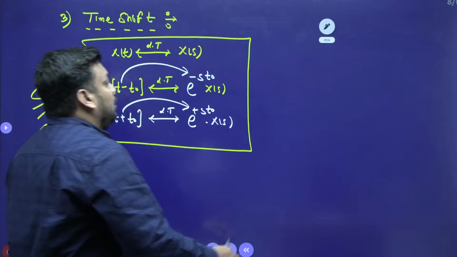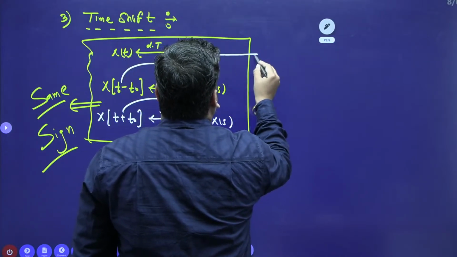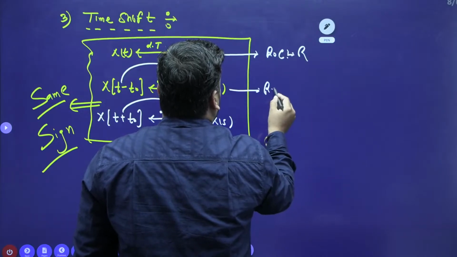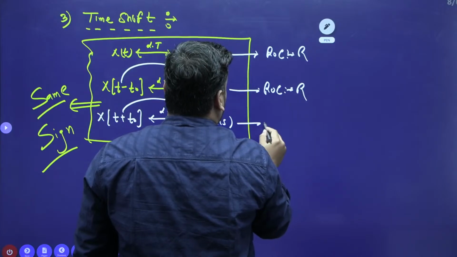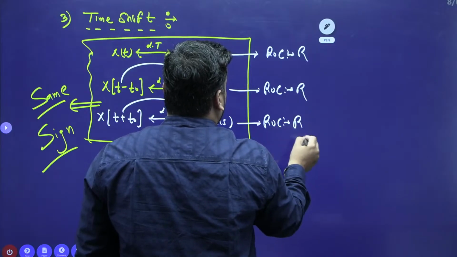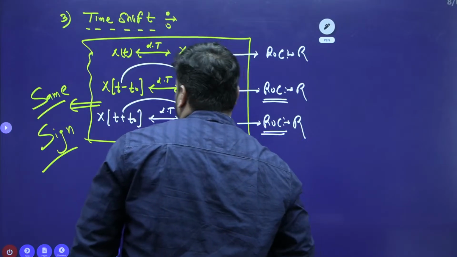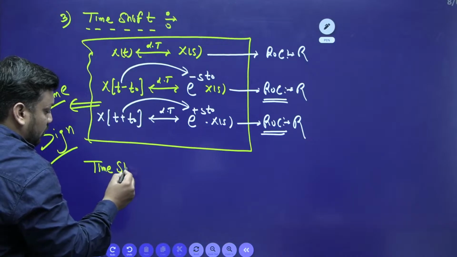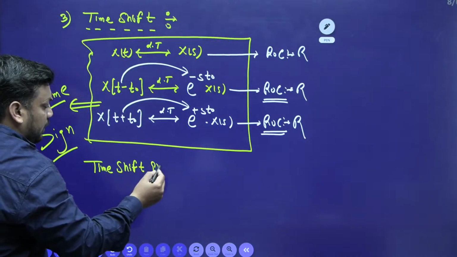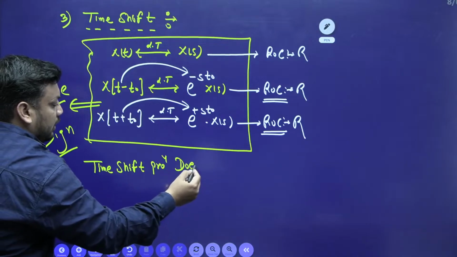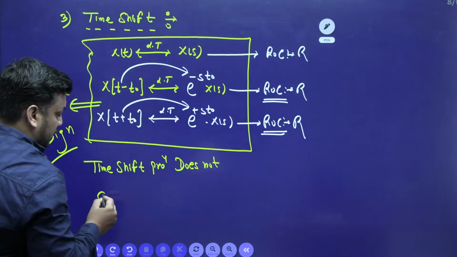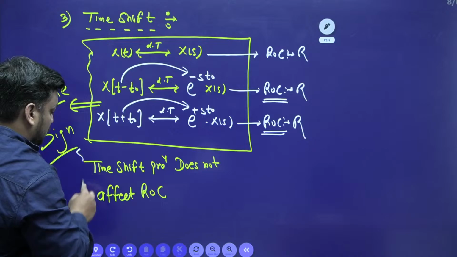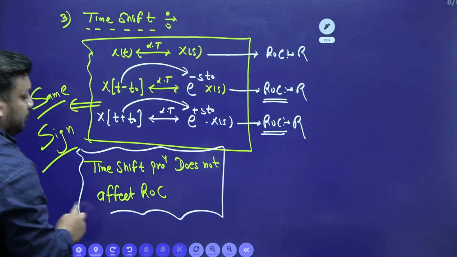If you want to relate this, time shifting property does not affect the ROC. If its ROC is R, then the ROC remains R, because time shifting does not affect the pole, so the ROC is the same. You can make a note: time shift property does not affect ROC, or ROC is not affected by the time shifting property.